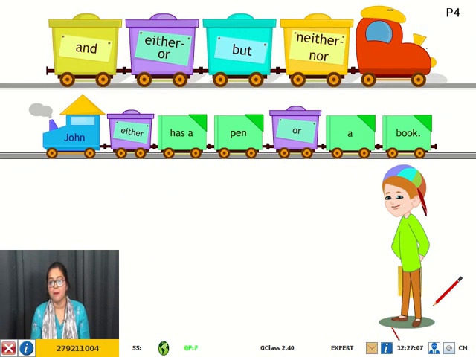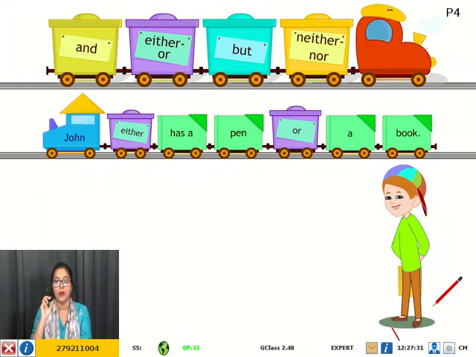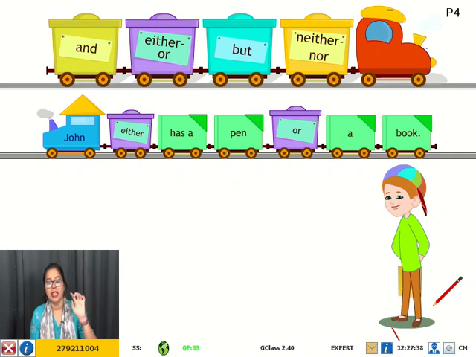John either has a pen or a book. This is another sentence, but there is a change in the meaning. So once you change the connectors while joining the two sentences together, the meaning of the sentence also changes. Yes or no? So see here, in the second sentence, we have picked up the connector "either or". Yes or no?